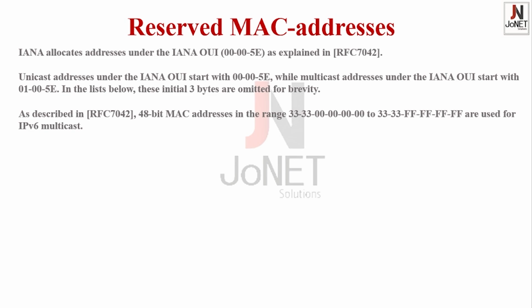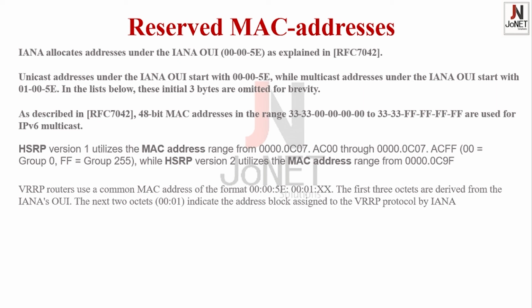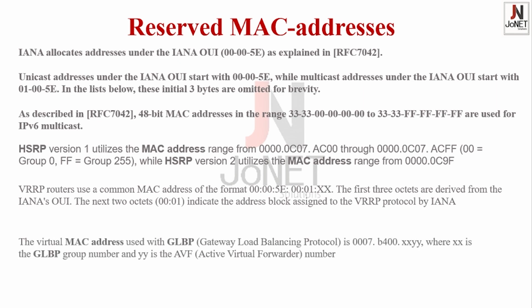00-00-5E. Sometimes it starts with 33-33-00, and HSRP is reserved 00-00-0C-07-AC. VRRP also uses 00-00-5E, and GLBP, that is Gateway Load Balancing Protocol, uses 07-B4. These are all first hop redundancy protocols. Okay, thank you all.